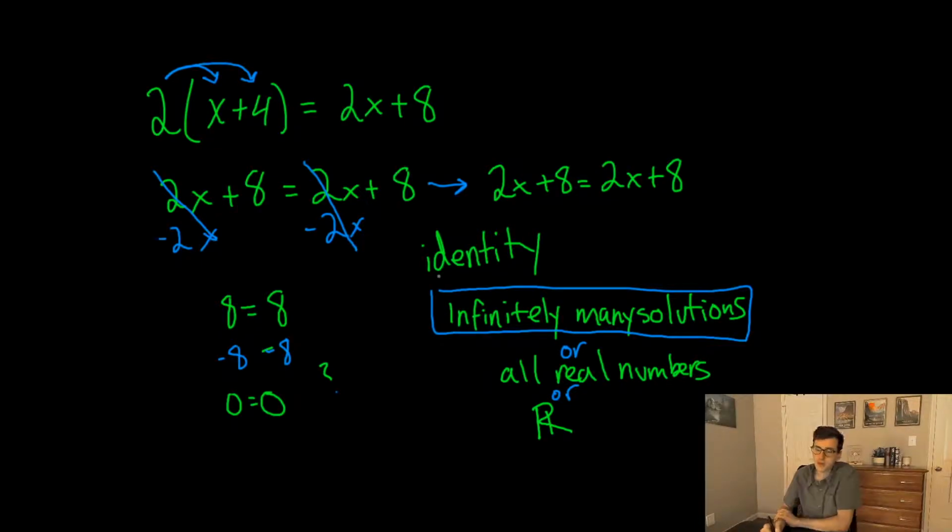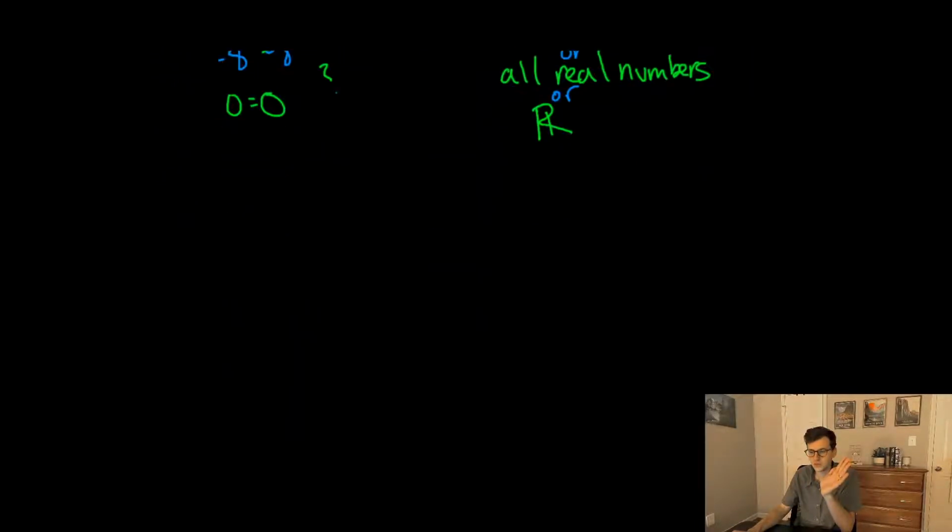And again, that happens when the left side is the exact same as the right side. I don't want to say equals because it's always equals, right? But the left side looks the exact same as the right side. Or if you ever end up with something like 8 equals 8 or 0 equals 0, then you know that you have an identity on your hands. Okay, let's talk about one other type.